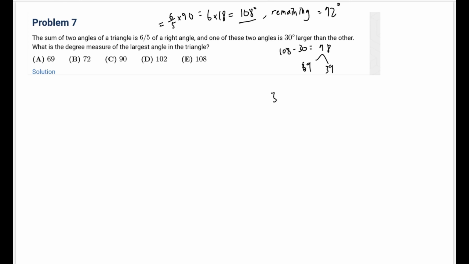This means it's 6/5 times 90 degrees. This is 6 times 18, which is 108 degrees. And so the remaining angle is 72 degrees. One of these two angles is 30 degrees larger than the other, and their sum has to be 108. So 108 minus 30 equals 78, and 78 divided by 2 is 39. So one is 39 and the other, being 30 degrees larger, is 69. So one will be 39, one will be 69, and one will be 72.